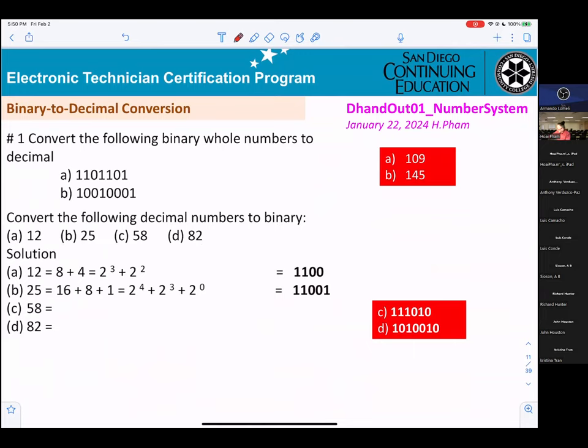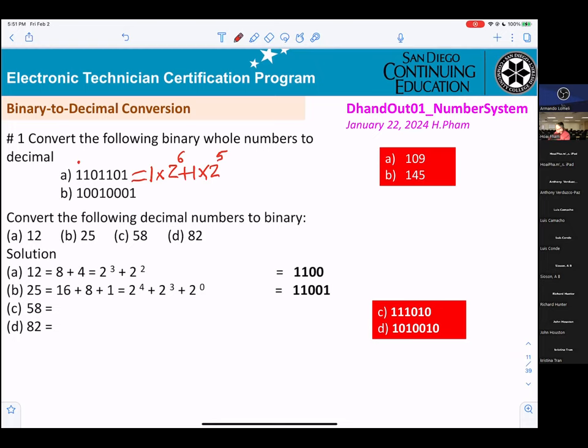Okay. So I'll try. Repeat again for you, okay? First thing, you take the first one. One times two to the power of what? You count here, right here. So one, two, three, four, five, six. Seven. And you're adding the next one: two to the power of five. And zero, you don't care.